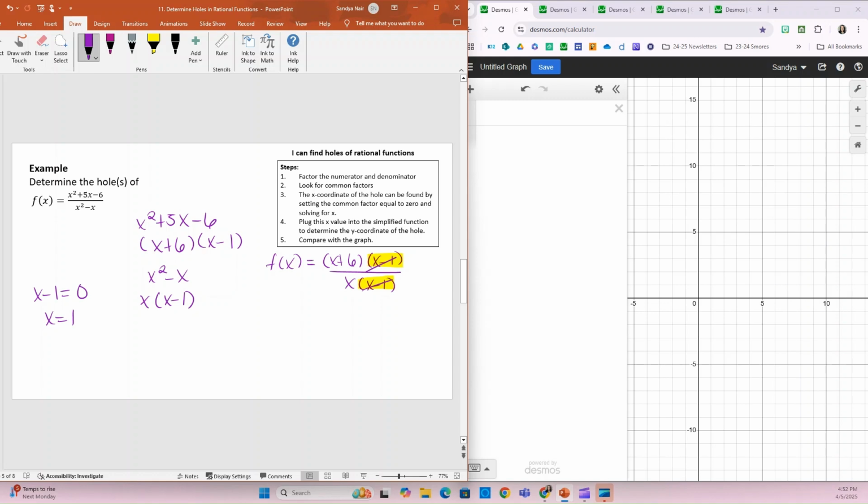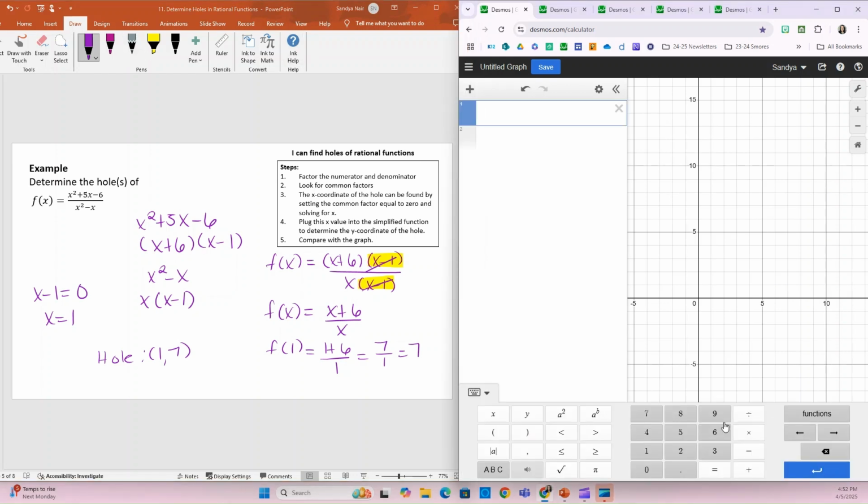So I'm going to cancel this common factor and write the simplified function, which is f of x equals x plus 6 over x. And then I'm going to plug in f of 1. So when I have f of 1, I have 1 plus 6 over 1. So that's equal to 7 over 1, which is 7. Okay, so the hole in this graph is going to be located at 1, 7. So now let's go to Desmos and see if we can find that on our graph.